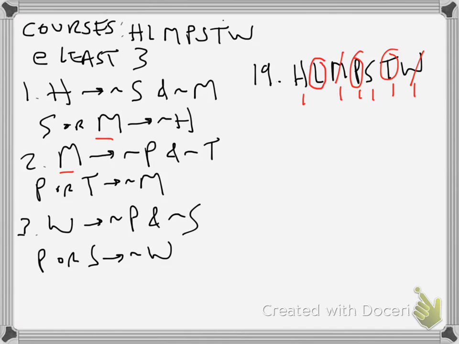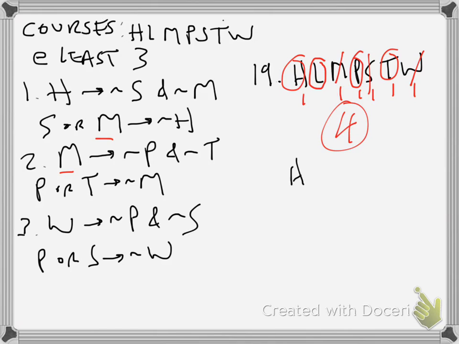Now we're down to H and S. If we include an H, then we cannot include an S, but if we include an S, we can't include an H. So honestly, it doesn't really matter. Let's get H in there. What's the maximum number of courses we can get here? Turns out it's 4.